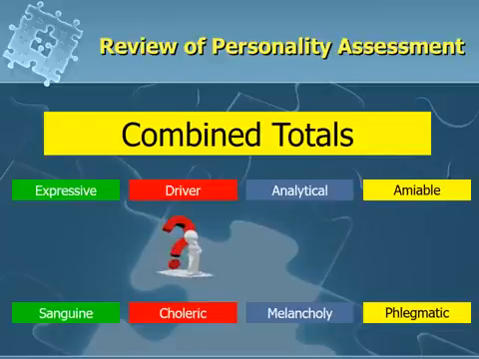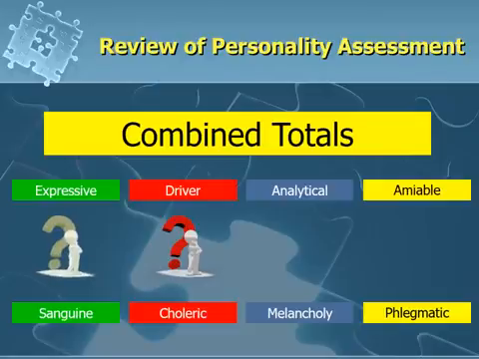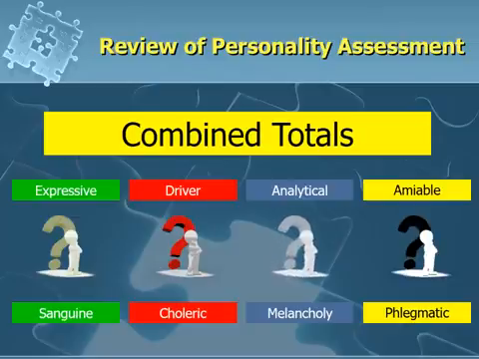Driver, which was originally called a choleric. Expressive, which was originally called a sanguine. Amiable, which was originally called a phlegmatic. Or analytical, which was originally called a melancholy.